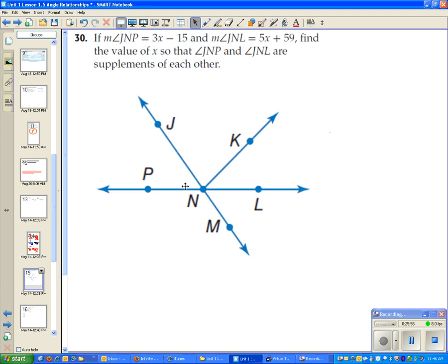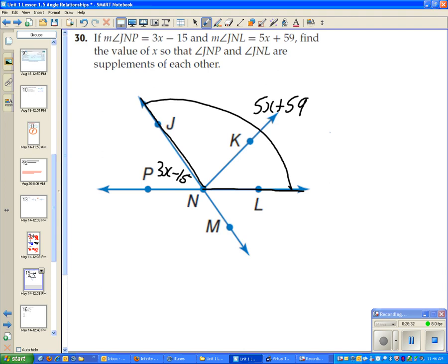If the measure of angle JNP equals 3x minus 15, so I'm going to label angle JNP 3x minus 15. And the measure of angle JNL equals 5x plus 59. Now look which one is angle JNL. It's this one. So its measure, you got to make the arc go from one side of angle JNL to the other side of angle JNL, is 5x plus 59. Find the value of x.